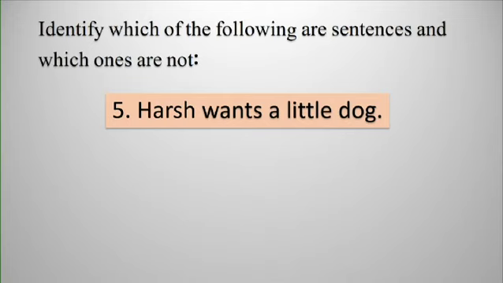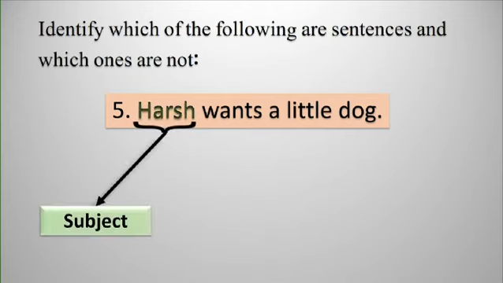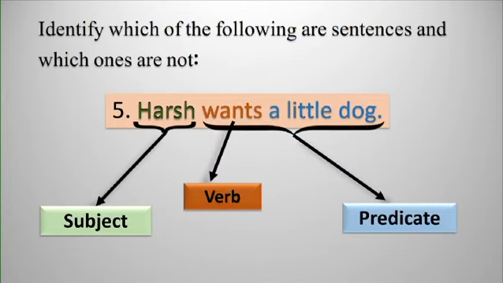Harsh wants a little dog. We have the subject, Harsh. The predicate, wants a little dog. The verb is wants. It expresses a complete thought. It is a sentence. Well done if you had them right.